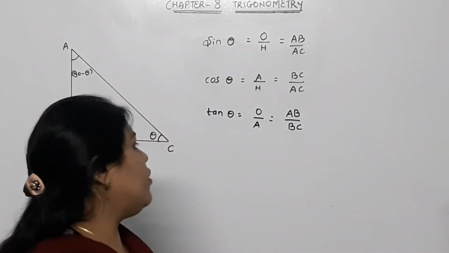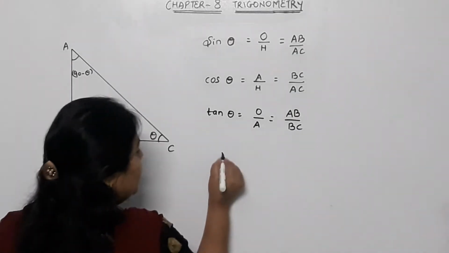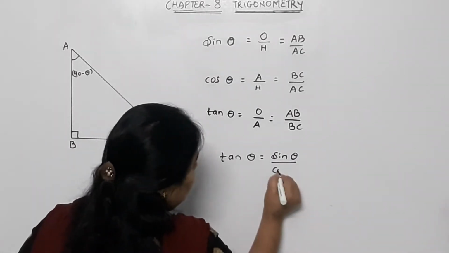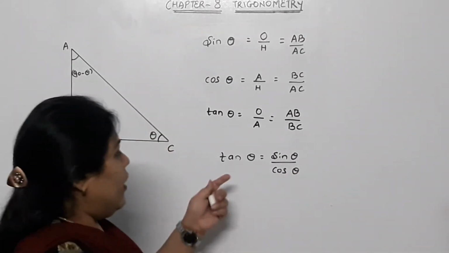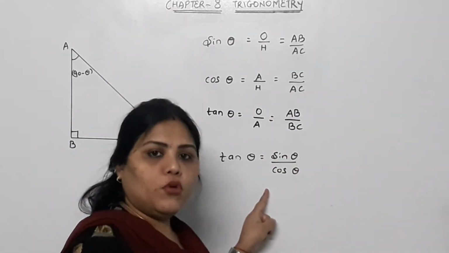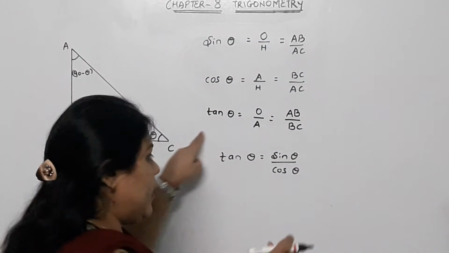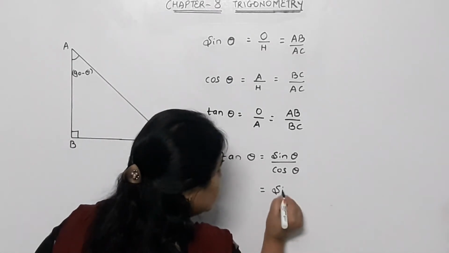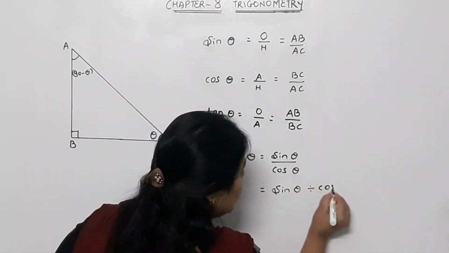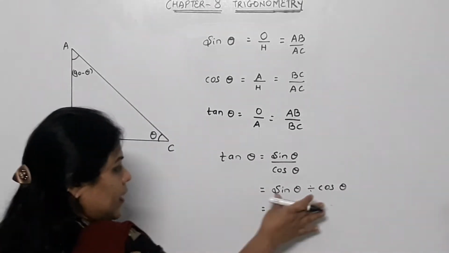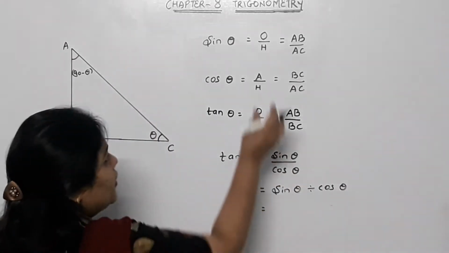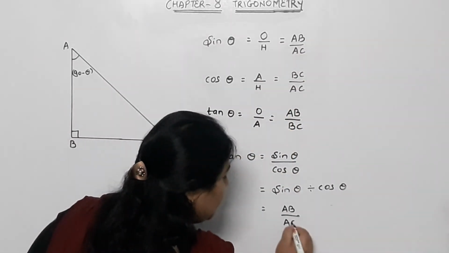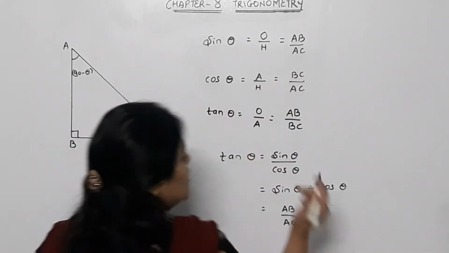Now one more relation is still remaining, that is tan theta equals sin theta upon cos theta. If I divide sin theta by cos theta, I can get tan theta. I'll show you this with the same example. See here, sin theta divided by cos theta, I have written side by side. The ratio of sin theta is AB upon AC divided by cos theta, which is BC upon AC.